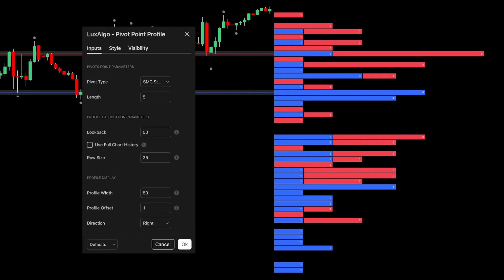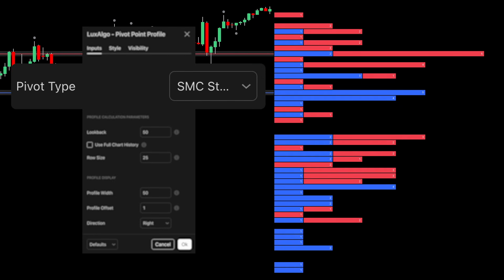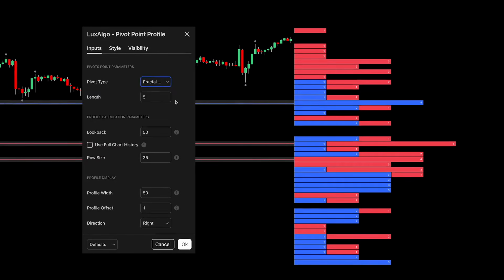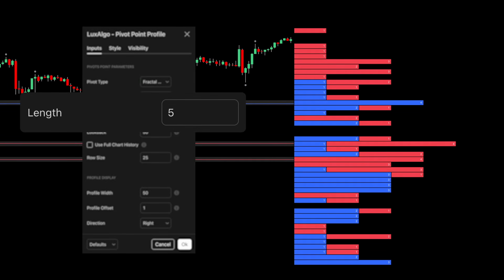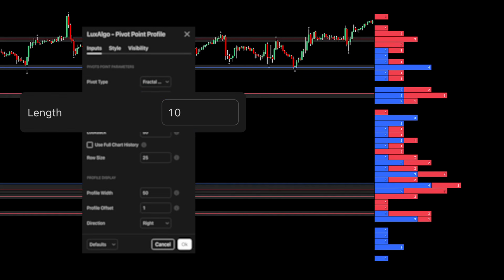Inside the indicator settings, begin with the pivot type. SMC structure identifies swings using highest/lowest logic, ideal for structural confirmations, while fractal pivots uses the traditional pivot high/low approach. The length parameter controls sensitivity. Lower values capture minor swings and early turns, while higher values filter noise and focus on more decisive moves.